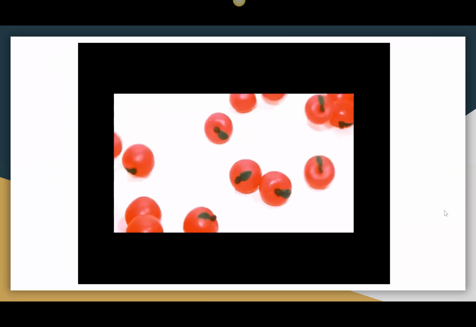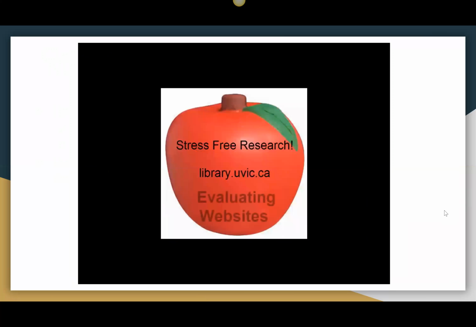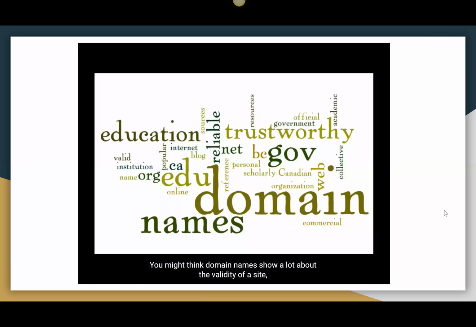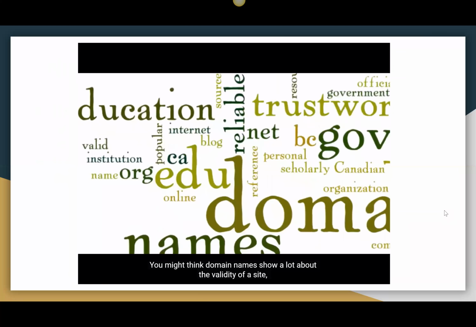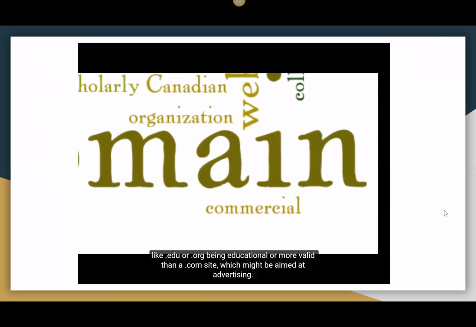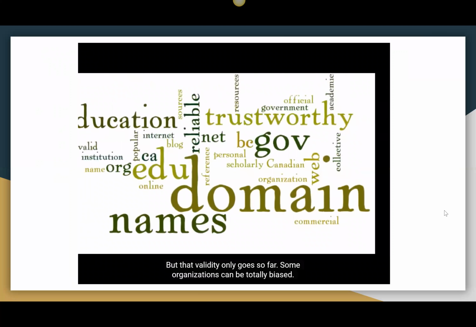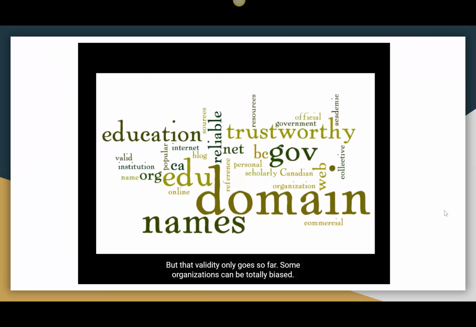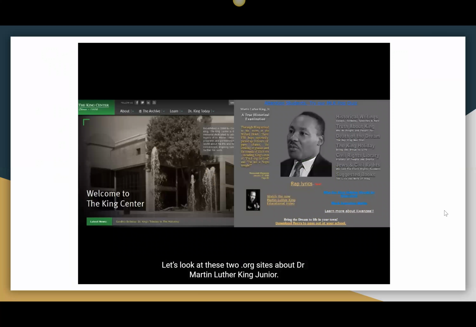You might think different domain names show a lot about the validity of a site, like .edu or .org being educational or more valid than a .com site, which might be aimed at advertising. But that validity only goes so far. Some organizations can be totally biased. Let's look at these two .org sites about Dr.